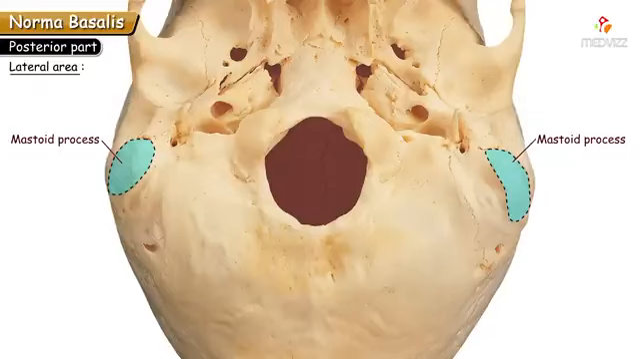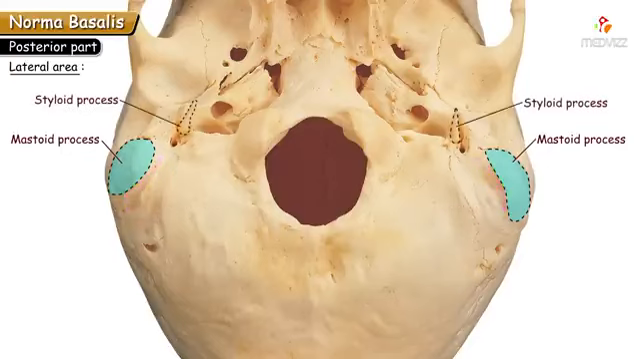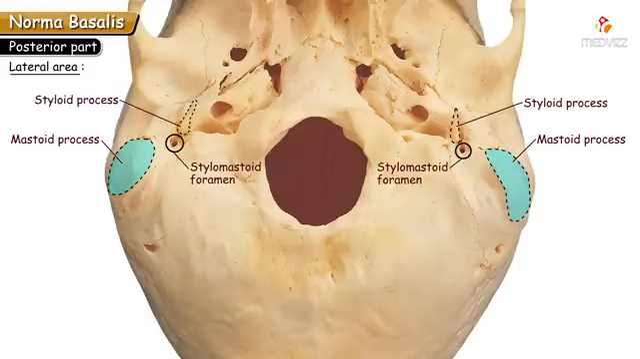The medial aspect of the mastoid process shows a deep groove known as the digastric notch. Between the styloid and mastoid processes there is a small foramen called the stylomastoid foramen. It is very simple to remember: the stylomastoid foramen is present between the styloid and mastoid processes. This stylomastoid foramen transmits the facial nerve and the stylomastoid artery. So these are the important features, foramina and structures passing through the posterior part of Norma basalis.